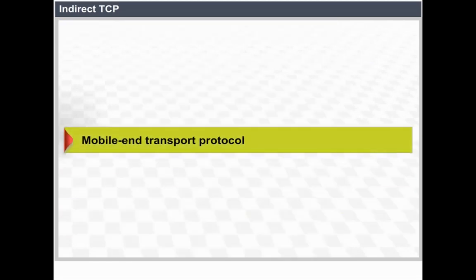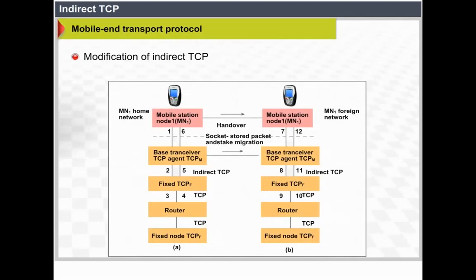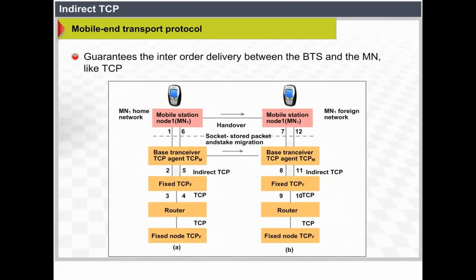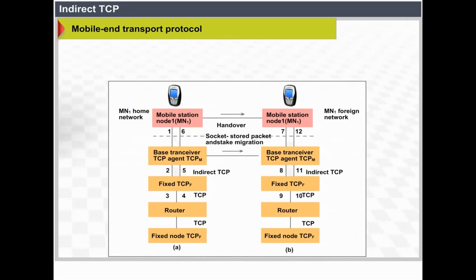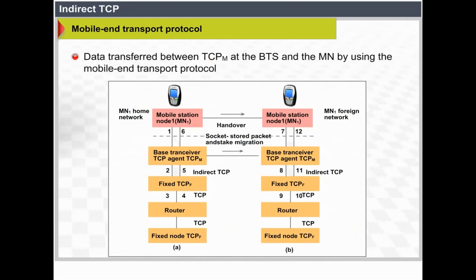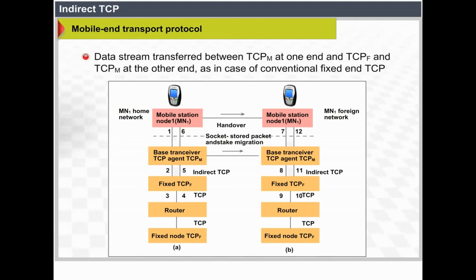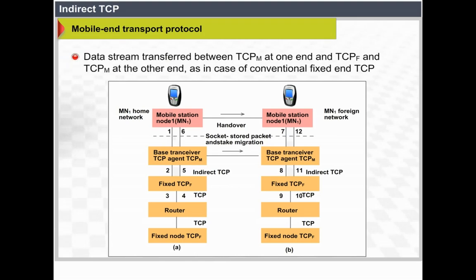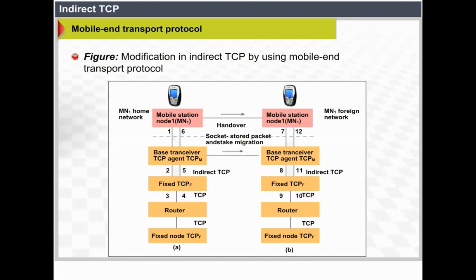Mobile End Transport Protocol. Modification of indirect TCP that guarantees the in-order delivery between the BTS and the MN like TCP. Data is transferred between TCP-M at the BTS and the MN by using the Mobile End Transport Protocol. The data stream is transferred between TCP-M at one end and TCP-F and TCP-M at the other end, as in the case of conventional fixed-end TCP. Figure: modification in indirect TCP by using Mobile End Transport Protocol.